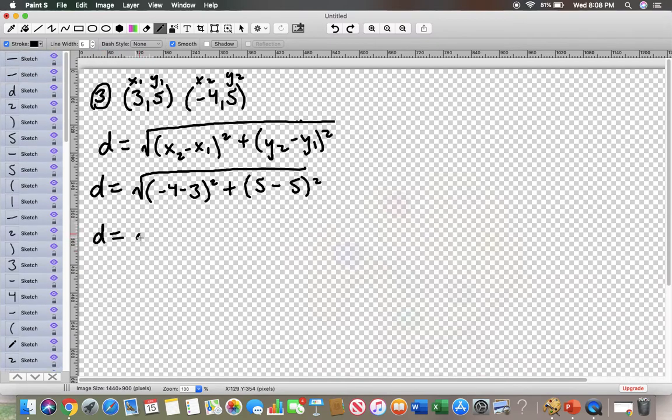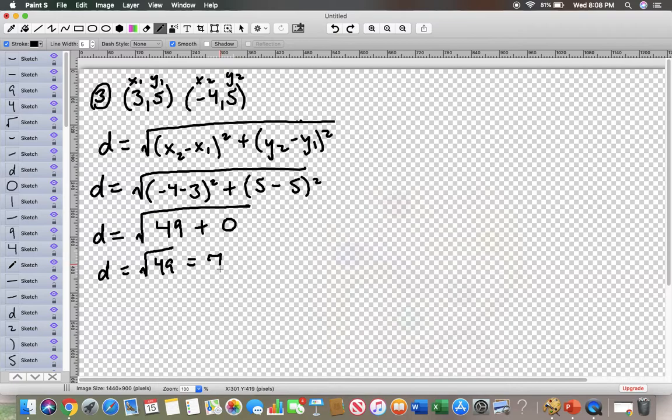So the distance is equal to negative 4 minus 3, which is negative 7. Negative 7 squared is 49, plus 5 minus 5 is 0. Anything 0 squared is just going to be 0. So that's the square root of 49, which is equal to 7. 7 is the distance between these 2 points.